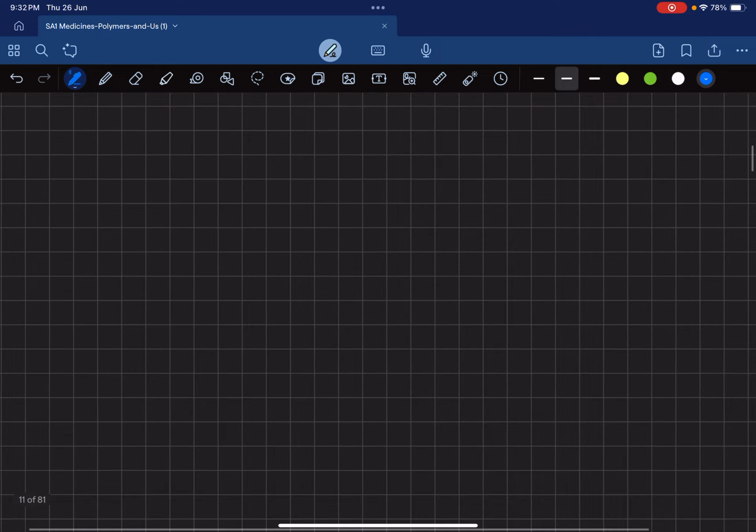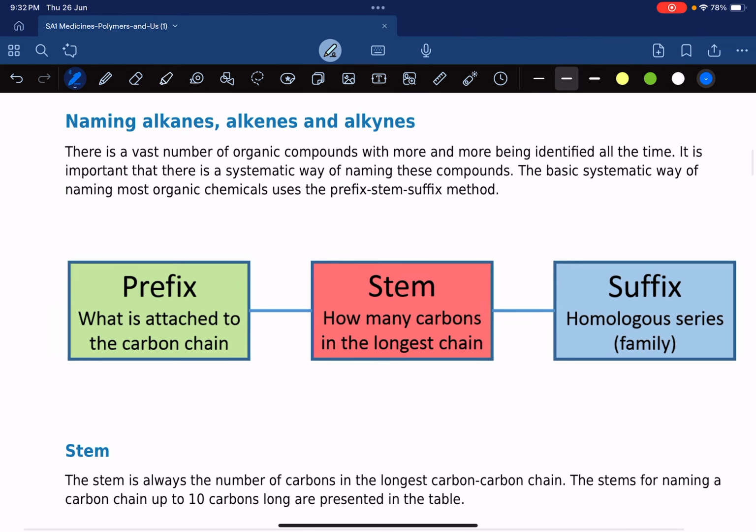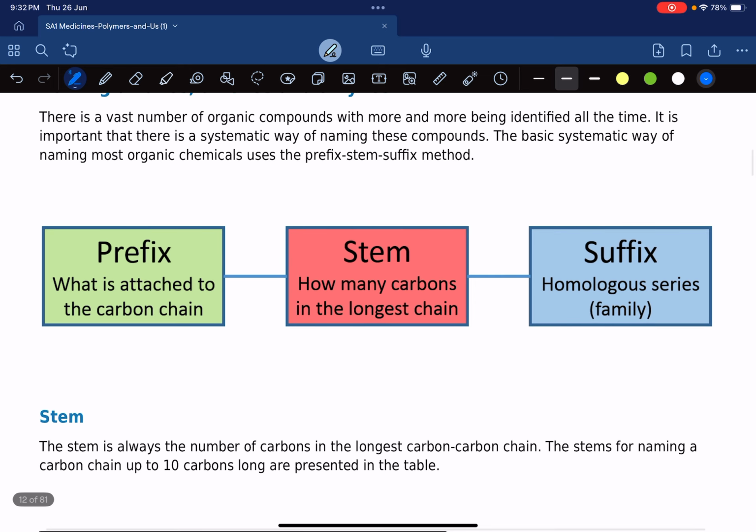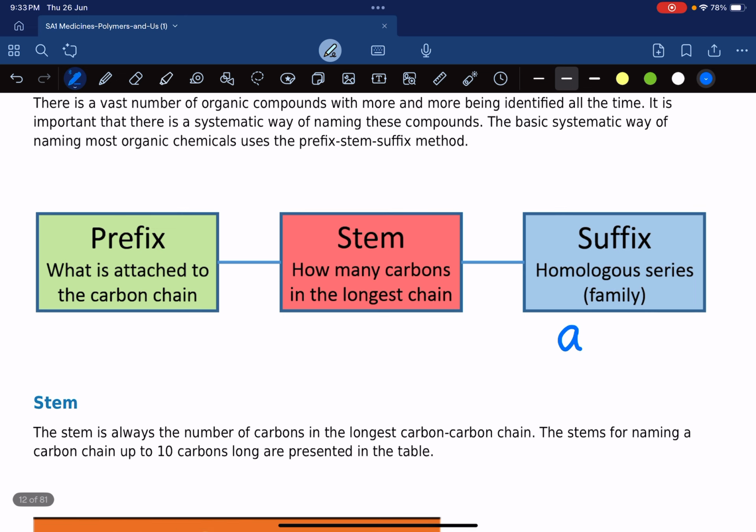Okay, let's move on. I added this page, but I'm not going to use it yet. When we're naming alkanes, alkenes, alkynes and so on, you come across three things: prefixes, stem, and suffixes. What you need to know is that the suffix is the family name. If you are an alkane family member, your name will end with "ane." If you are an alkene family member, your name will end with "ene." If you are an alkyne family member, you will end with "yne." This is pronounced like somebody's name, Ein. So that's the suffixes.